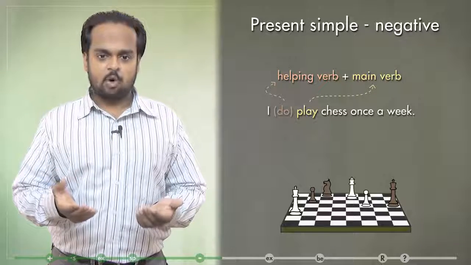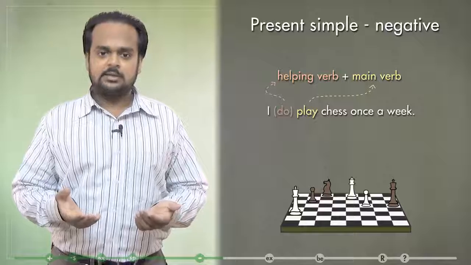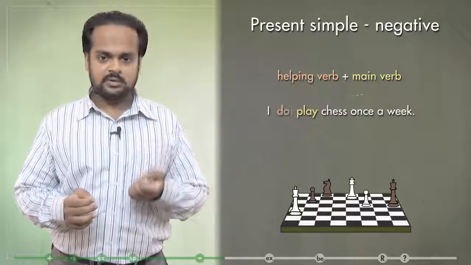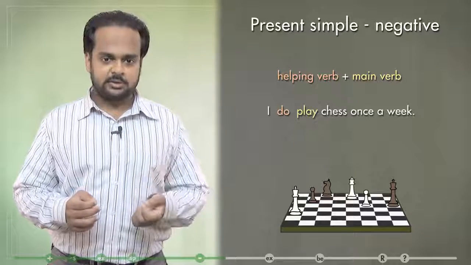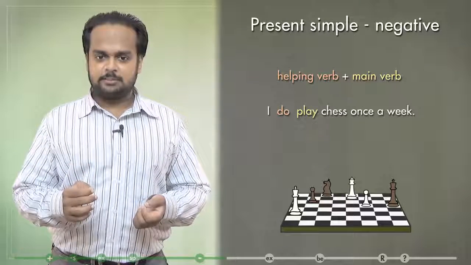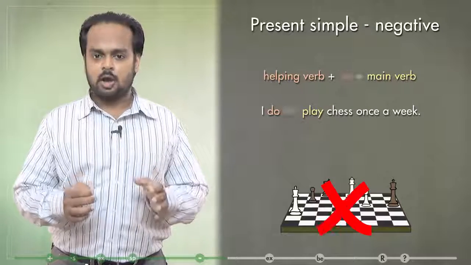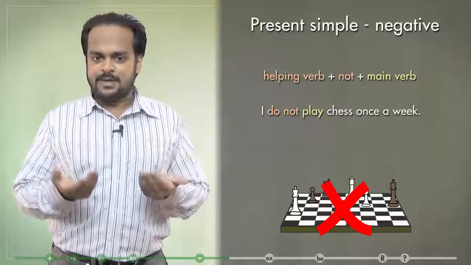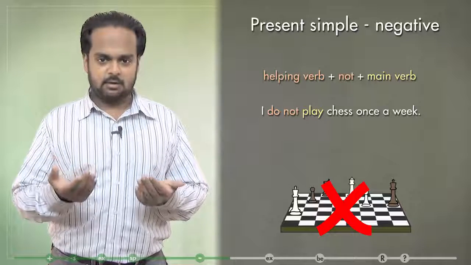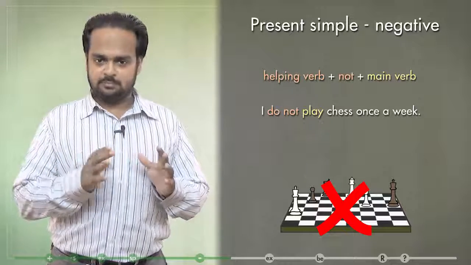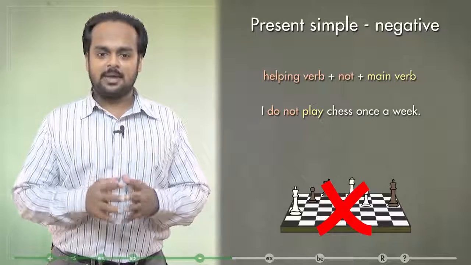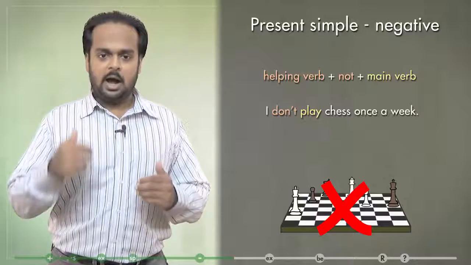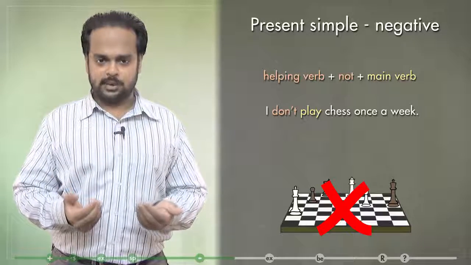Okay, why is this important? It's important because to make negative sentences, you need to bring the helping verb out of its hiding place. That's the first step. The second step is to add the negative word not. So I do not play chess once a week. When we speak, this might sound very mechanical, like a robot. I do not play chess. To sound more natural, we usually shorten do not to don't. So I don't play chess once a week.